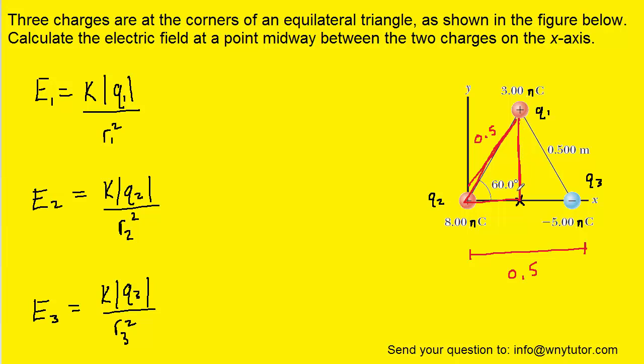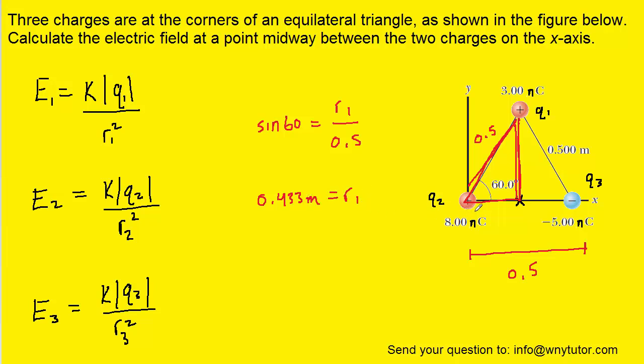Now this side is opposite from the 60-degree angle, so maybe it's a good idea to use sine. And we know that the sine of 60 degrees would equal that opposite side, which we're calling r1, over the hypotenuse of this triangle, which is 0.5. So if we multiply both sides by 0.5, we'll be able to solve for r1. And when we do that, we can see that r1 is equal to approximately 0.433 meters.